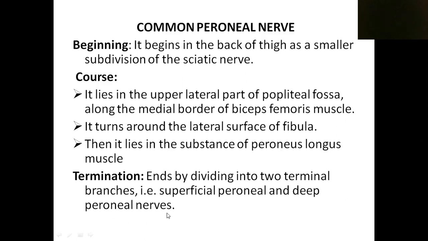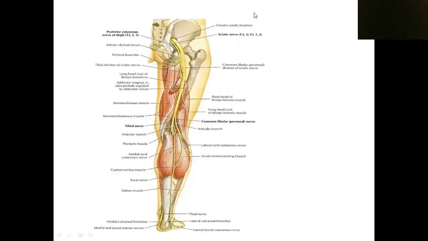The superficial peroneal nerve supplies peroneus longus and peroneus brevis, and the deep peroneal nerve supplies the anterior compartment muscles of the leg. Okay, so the posterior compartment of the leg is supplied by the tibial nerve. The anterior compartment and the lateral compartment of the leg are supplied by these branches of the common peroneal nerve. Anterior compartment by the deep peroneal nerve and the lateral compartment by the superficial peroneal nerve. Those are the three compartments of the leg: anterior, posterior, and lateral. So that's all about the sciatic nerve. The remaining details you have to read from your textbook.